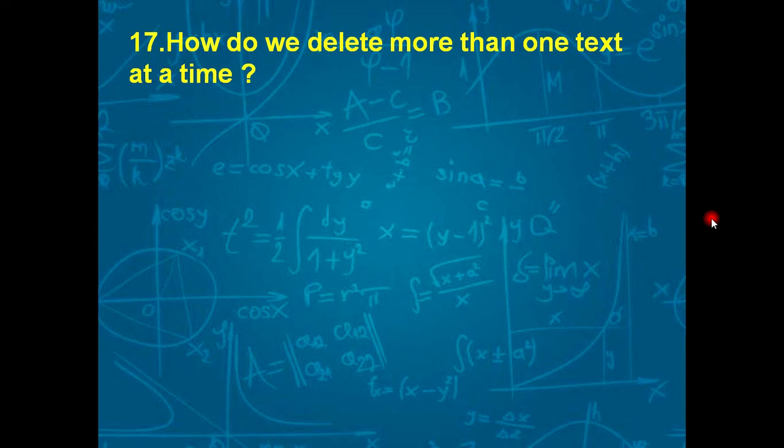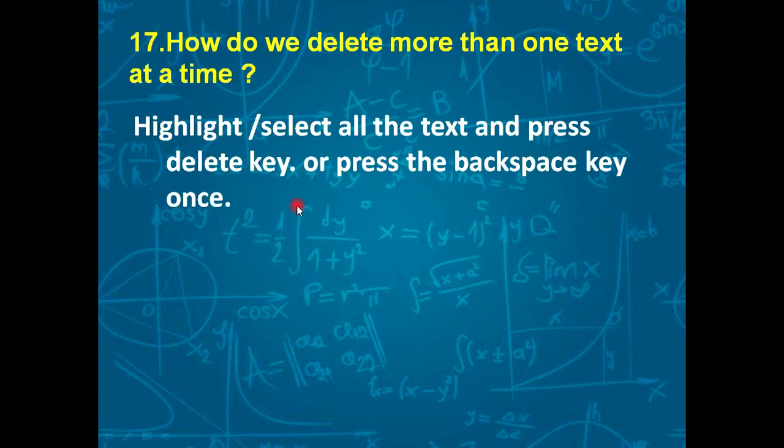And how do we delete more than one text at a time? If you have a paragraph and you want to remove it, you want to add something else, then we use delete. So let's move toward the answer. How do we delete more than one text? It's a method to select the text. Highlight, select all text and press delete key or press the backspace key once.